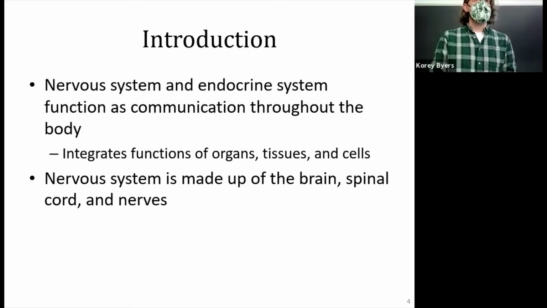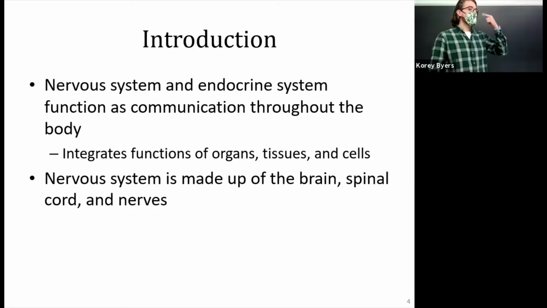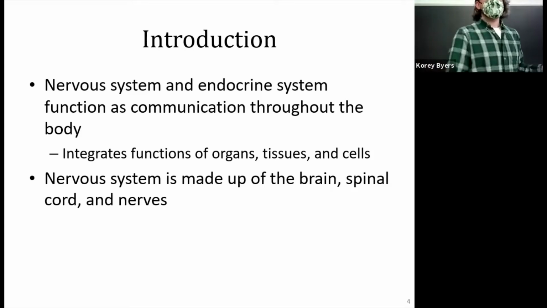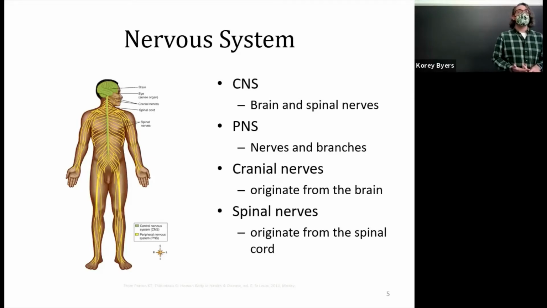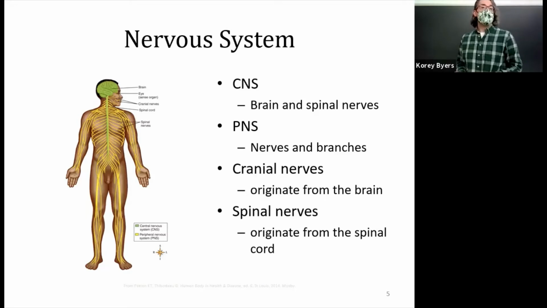Now, mainly the nervous system is just made up of the brain, the spinal cord, and all the little spidery nerves that come off of it. These nerves are going to be innervating and interacting with different types of cells. Now, when we learn the nervous system, we can divide it based on location, or we can divide it based on what it does. And so we're going to start with location first.